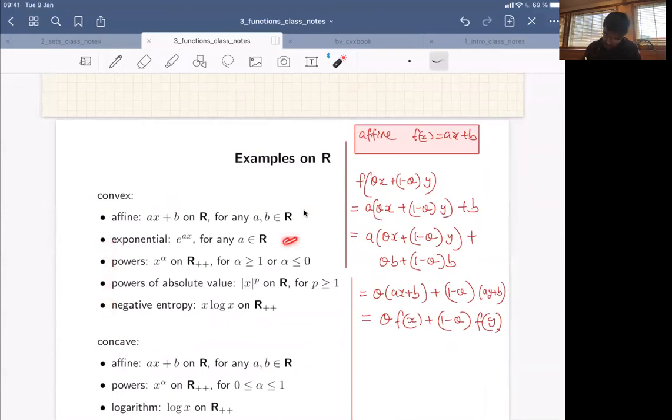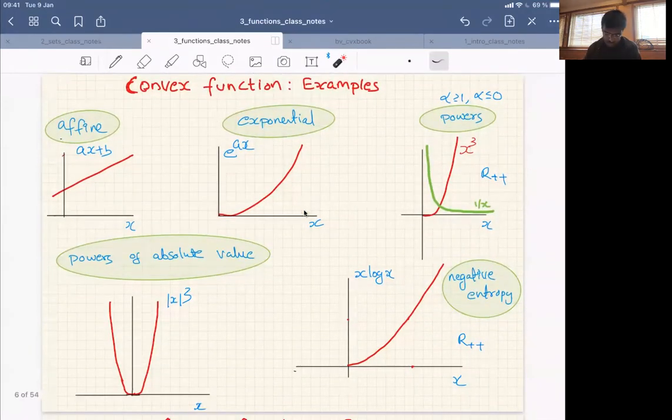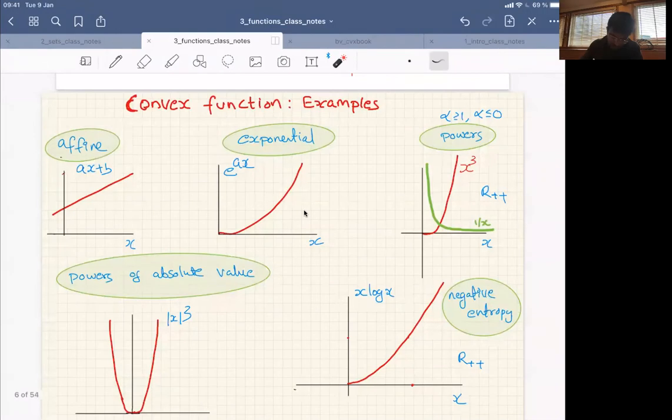functions here. We are not proving it, we don't have time, but I will just show you how they look like. So first is an affine function, which is a convex function, and next is an exponential function which has this shape. Okay, so this is convex, right? We can easily see this. Draw any line between 2 points, that line lies above the graph.